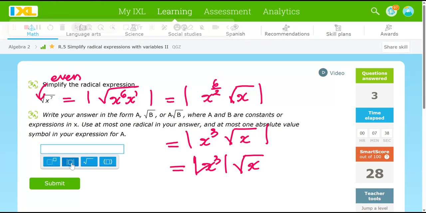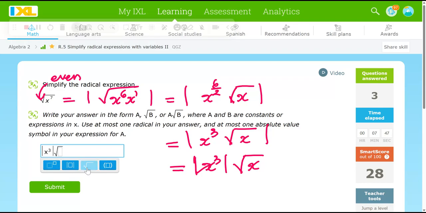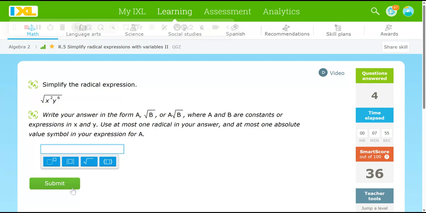I put absolute value. I put x power to the third. I move it outside, and then I put square root of x. All right, I should be correct. Submit. All right, here we go.